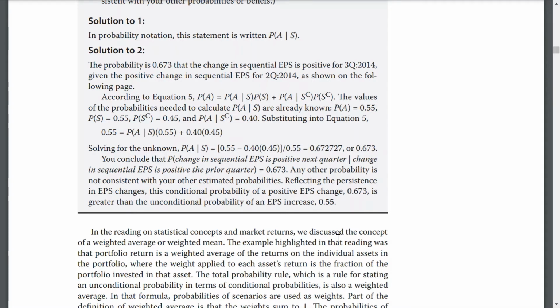The values of probabilities needed to calculate the probability of A given S are already known. Probability of A equals 0.55, probability of S equals 0.55, and A prime S prime equals that. So we could get 0.55 equals this.